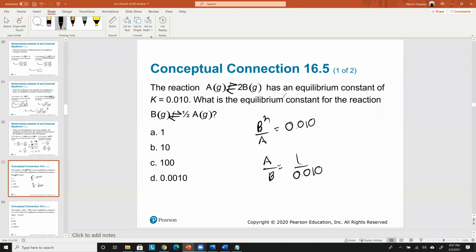Then, since it's multiplied by 1/2, because the A is now 1/2 A and the 2B is now 1B, we take it to the 1/2 power. So this would be the square root of this. If we do the math here, the square root of 1 over the square root of 0.01, you get 1 over 0.1, which then equals 10. I'll give you a second. I got on a roll there.